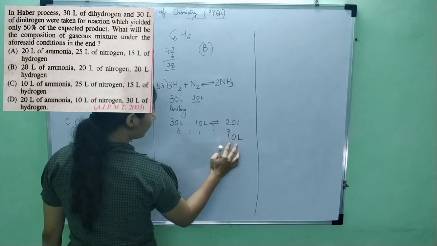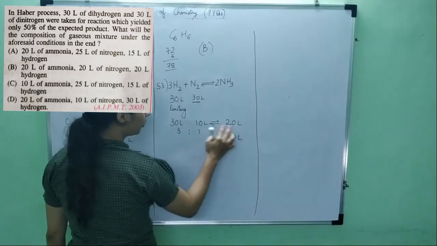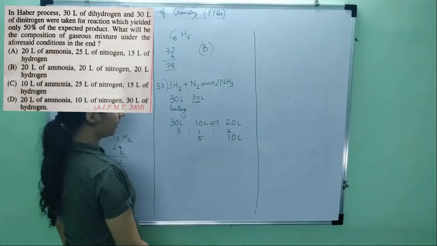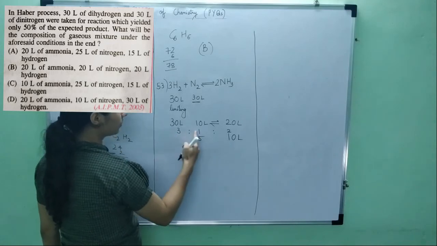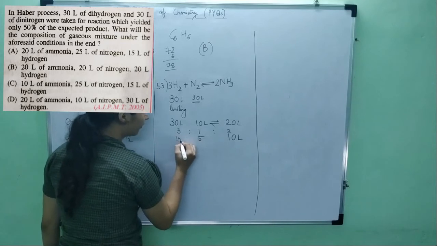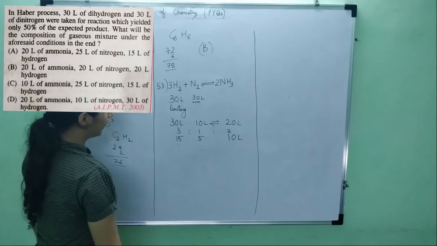3:1:2. Now if this is 10, this would be what? Half of it, because from 20 it was 10, so from 10 it would be what? 5. Okay. And this is what? This is 1:3 ratio. So this was 3 times of this. So this is 5, this is what? 15. Okay. So what has reacted actually?